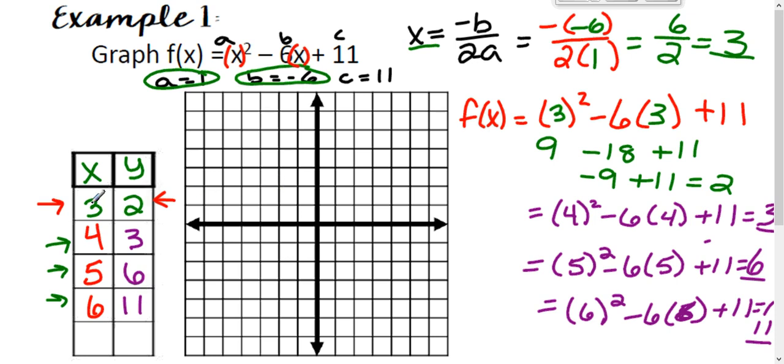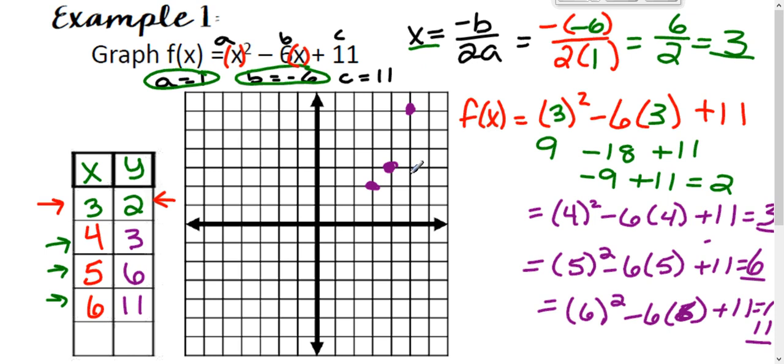So I'm going to start with my vertex of 3, 2. I'm going to go over 3 and up 2, make a dot. I'm going to go over 4 and up 3. I'm going to go over to 5 and go up to 6. And then our last one, it looks like, isn't going to fit on the graph, huh? And that's okay. I want you to have that 4th point just in case it fits on the graph, but you don't have to have it.